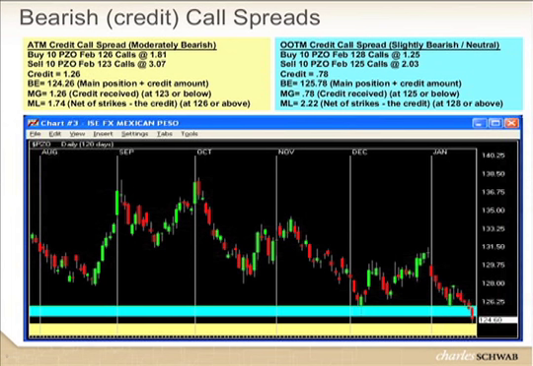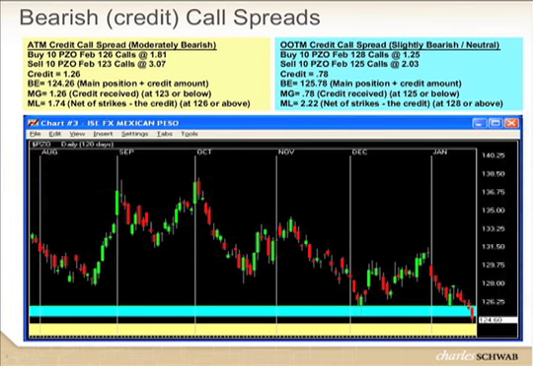I get to sell the 123s for 3.07, so I bring in a net credit of $1.26. The way you calculate the break even on a credit call spread is a little bit different. In this case, you take the strike price of the main position, and again, the main position is always the more expensive of the two legs. That's the one that drives your sentiment. The more expensive leg is the 123 calls.